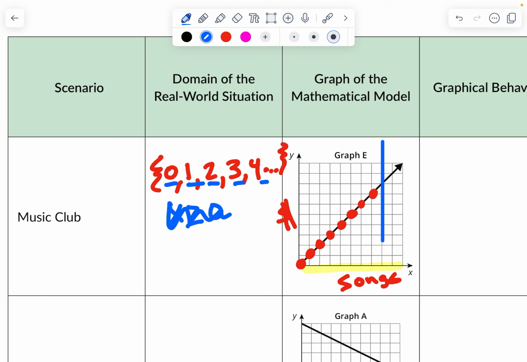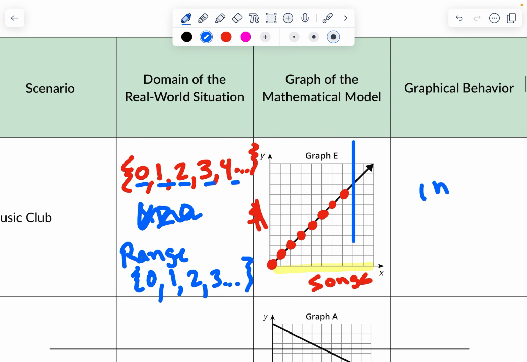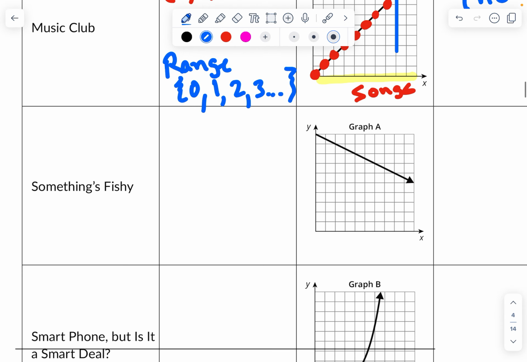Now, the range, I'm going to go ahead and talk about it. The range is the same thing. You can pay $0, $1, $2, $3, etc., okay? The graphical behavior, this is an increasing graph because it's going up. Now, this is clearly a decreasing graph. And this is that something fishy.